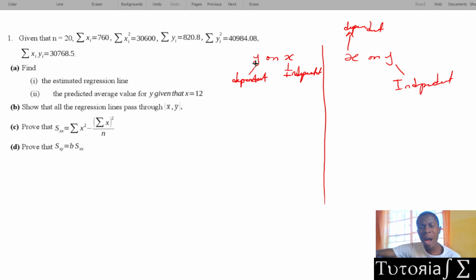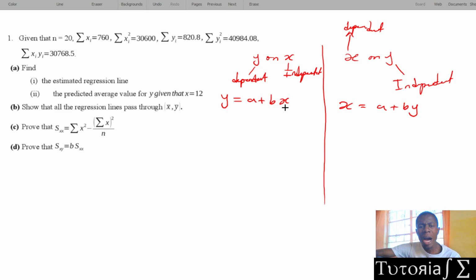Now, when y depends on x, the linear regression equation is in the general form: y is equal to a plus bx. What you just need to do is find your a and your b. In a case where x is dependent on y, x is equal to a plus by. So that is the equation.